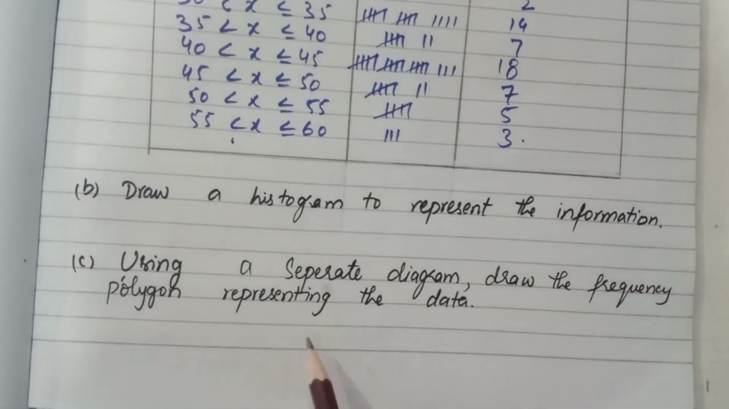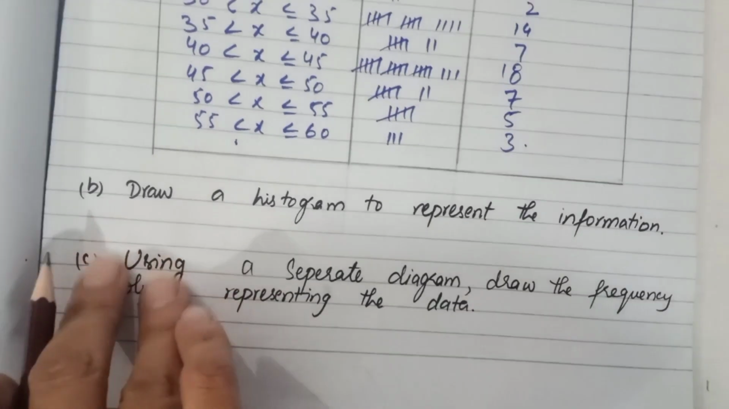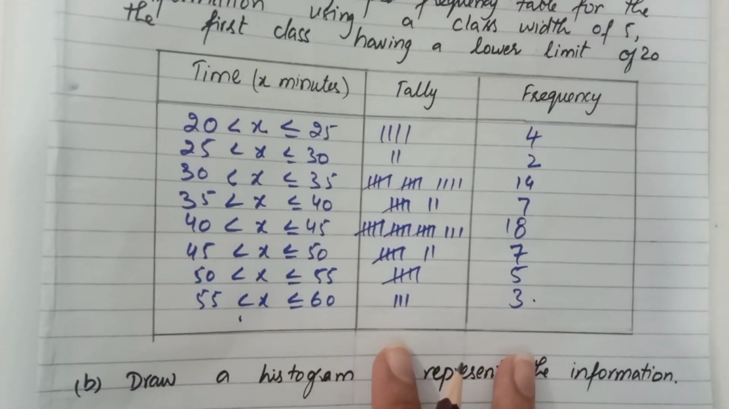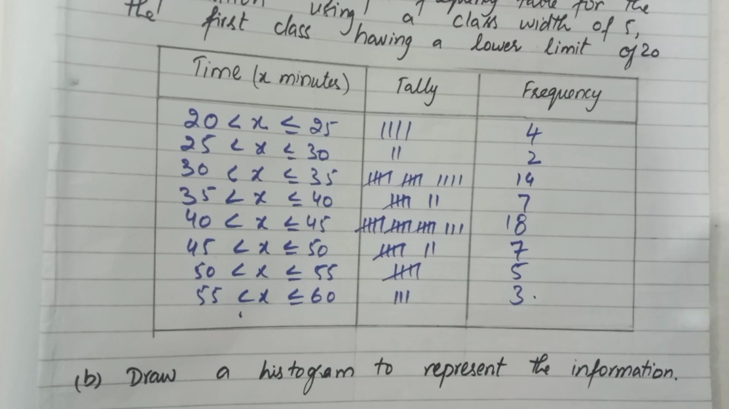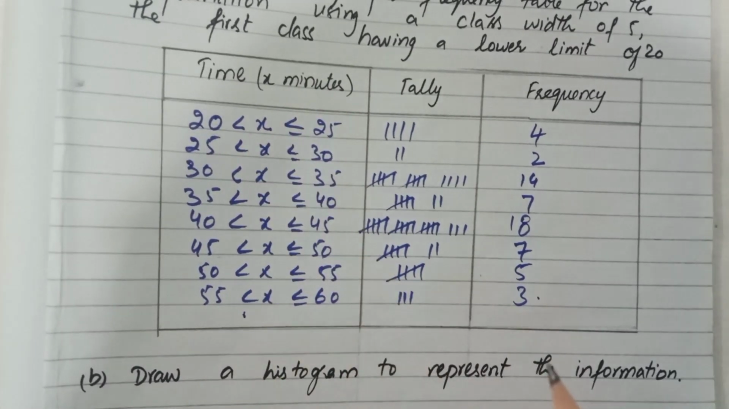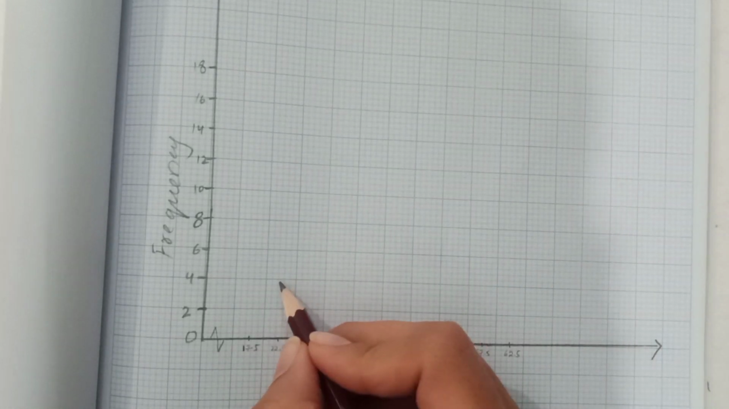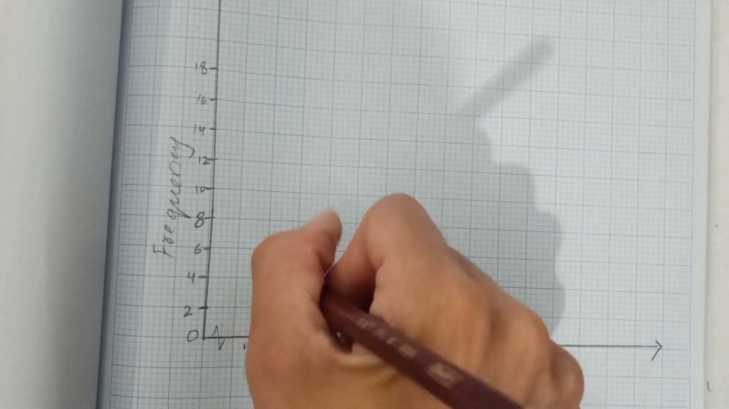Part C, students: using a separate diagram, draw the frequency polygon to represent the data. The information is provided to us and we have to draw the frequency polygon for this data. We know that for a frequency polygon, we take the midpoint. It means we take the midpoint of 20 and 25, which is 22.5, and its frequency is 4. This is the point.